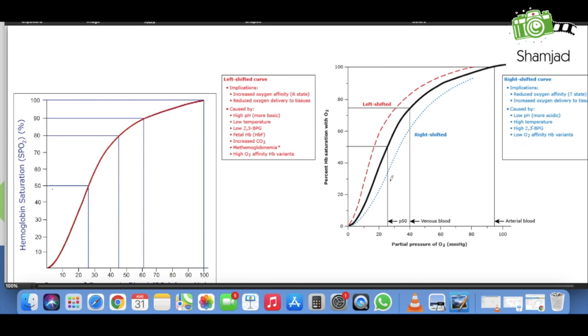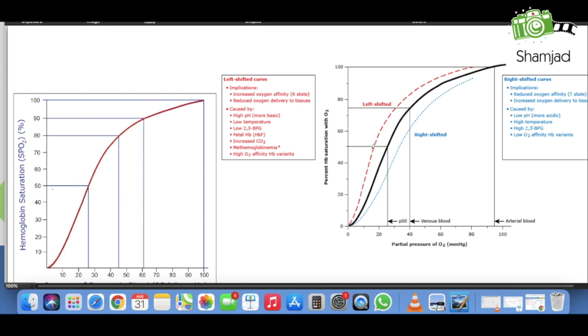Let's see here, the blue line is shifted rightwards. Let's suppose here it is 40, see the graph. If it is normal, the black one, we are supposed to get the SPO2 around 75. And in the blue line, it is shifted to the right, which means the hemoglobin is delivering more oxygen to the tissues this time. So with the PO2 40, we will meet here. The SPO2 here is 60. So there is some difference we can see.